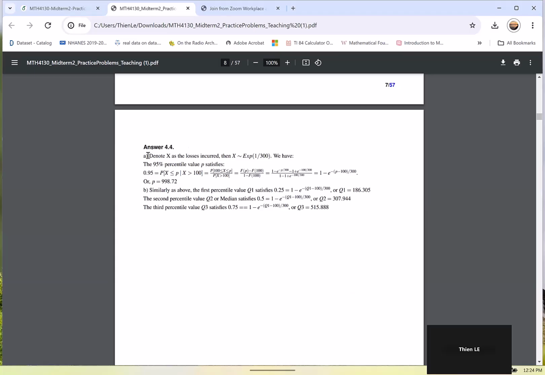So here, if we denote X as the loss incurred, it follows an exponential distribution, because the mean is 300. For the 95th percentile, you have to be cautious. It has to be X greater than 100, so you don't have the less than 100 chunk. It has to be trimmed at 100, right?